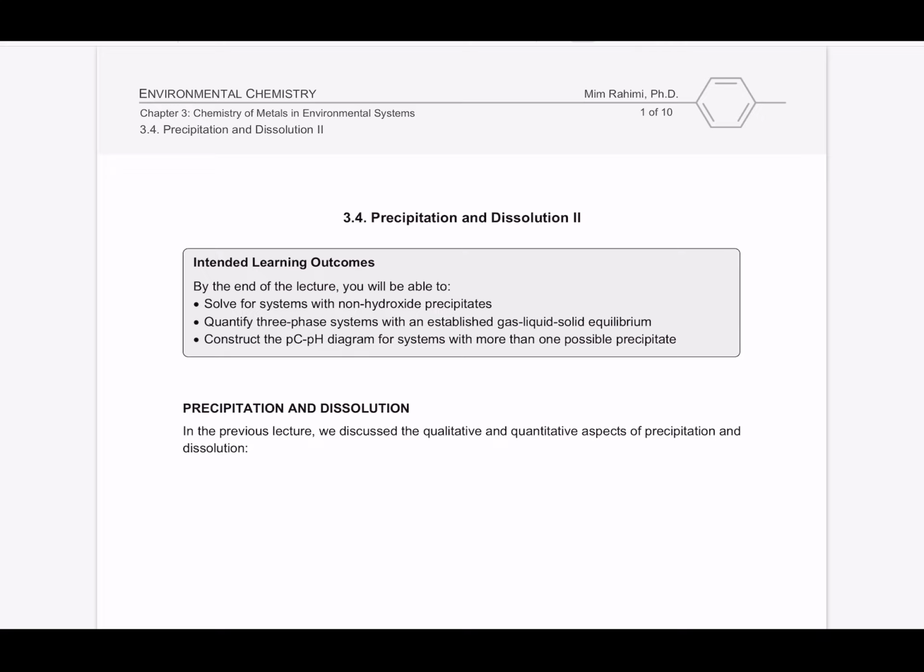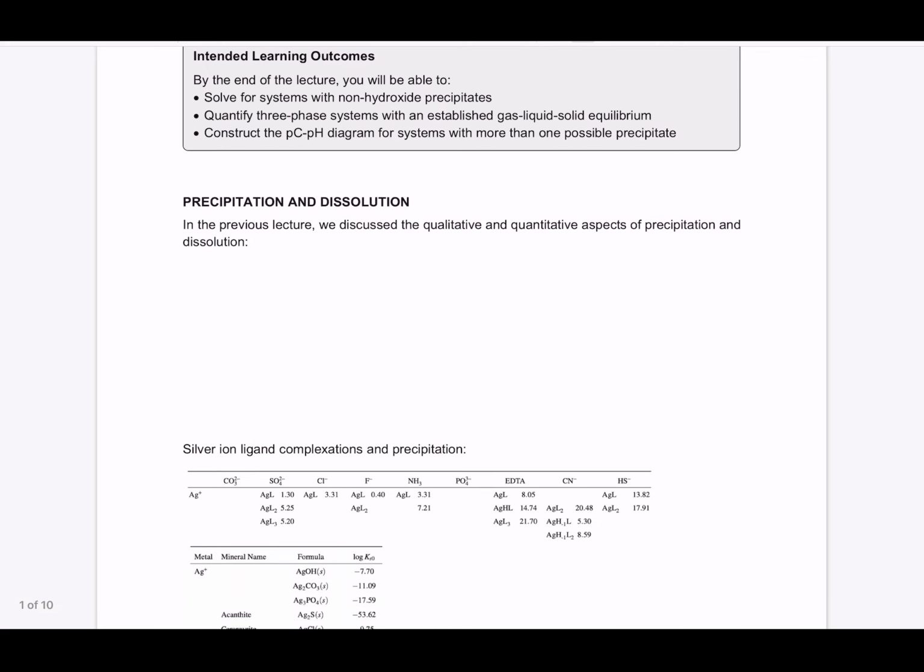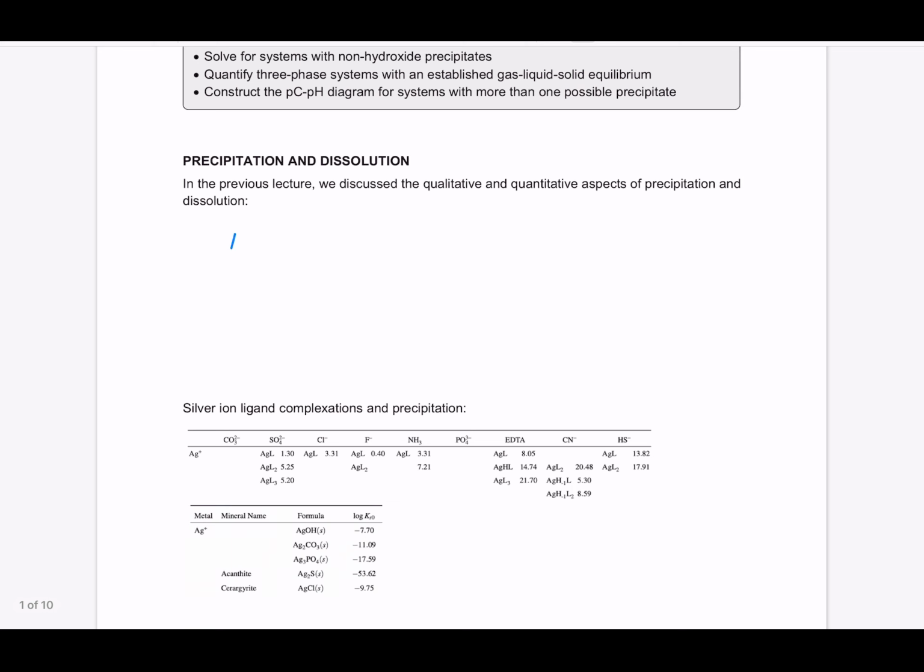A little bit of overview of what we talked about in the previous lecture. We specifically focused on hydroxide-containing precipitates. For example, silver hydroxide is in equilibrium from the solid phase to the liquid phase, so silver in the aqueous phase plus hydroxide, also in the aqueous phase. And then we describe this reaction, the equilibrium, using KSP, which was basically the activity, or to simplify it, the concentration of the products. And this was basically at equilibrium.